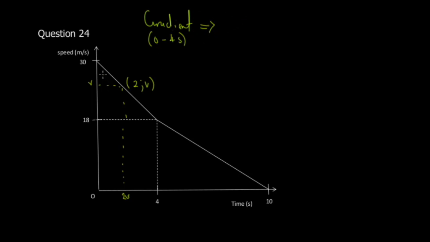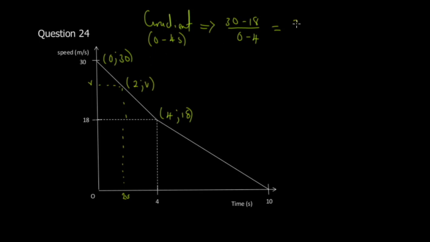That means we are following the gradient here. You can put this one as (0, 30), and this one as (4, 18). So we're going to use these two points first. So it'd be 30 minus 18, divided by 0 minus 4, for this part, which is equal to, we can use these two now.